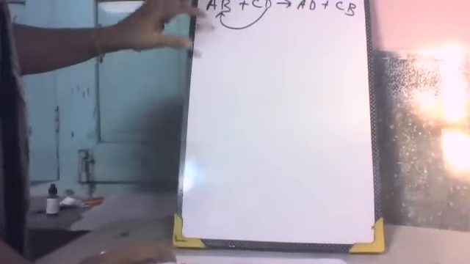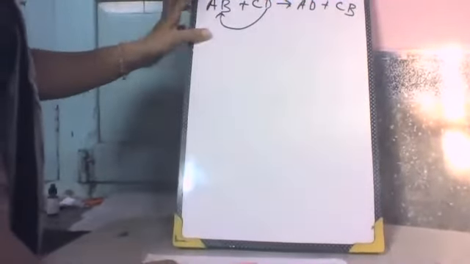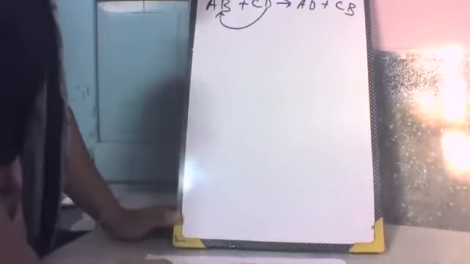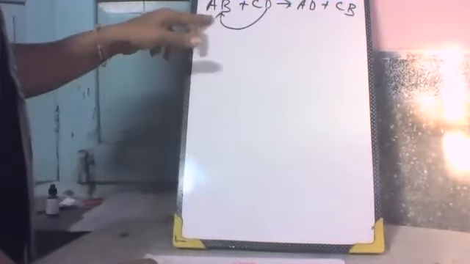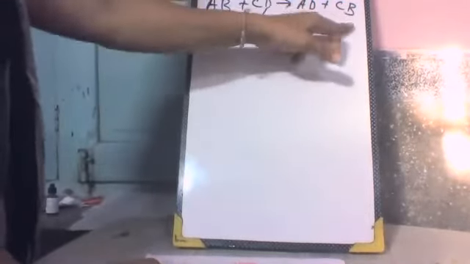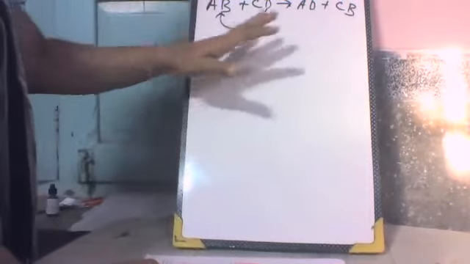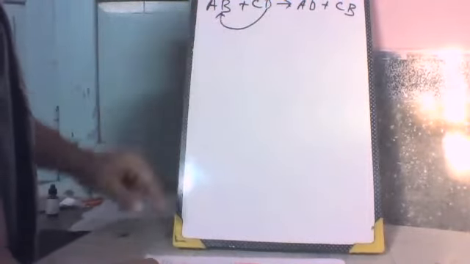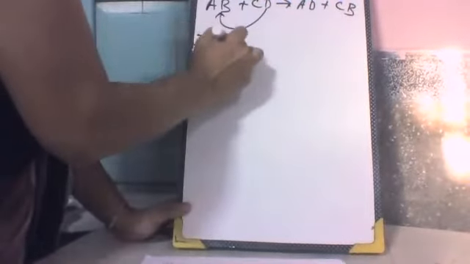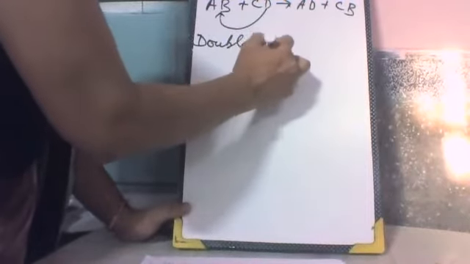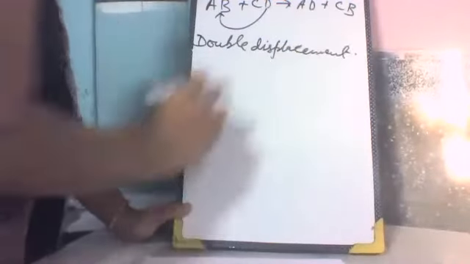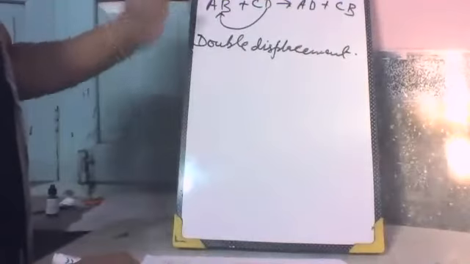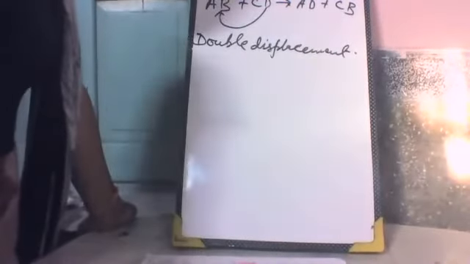There is a double displacement. Two places are changed here. This type of reaction is known as double displacement or double decomposition. Two substances are breaking down here and forming two new substances. Two substances are changing their places, so this is also known as double displacement.